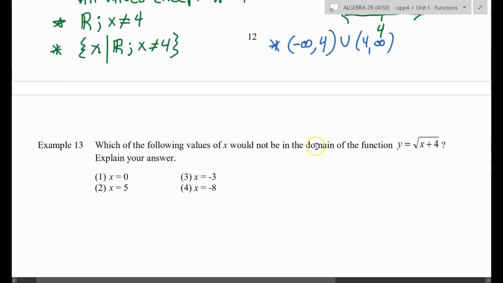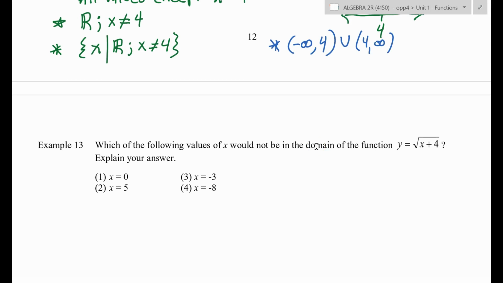Oh, good. This is the last thing of the day. The last thing of the day says, which of the following x's would not be in the domain? Well, if you paid attention to the homework last night, and you paid attention to the question that Jameson asked, then you know what's going on. Because what am I not allowed to have? I'm sorry? A negative value underneath the radical.